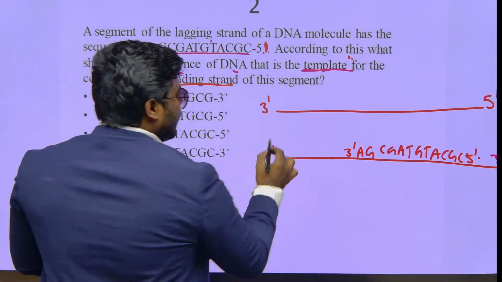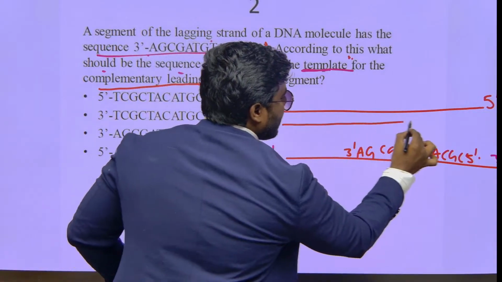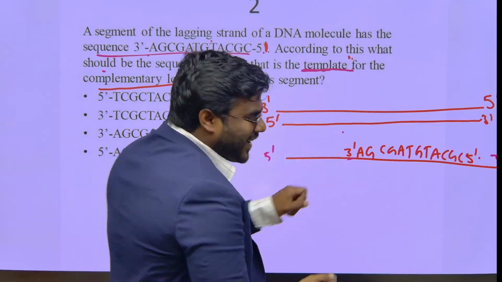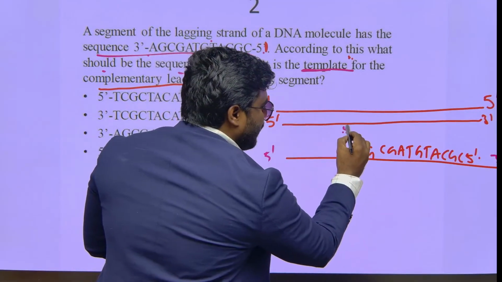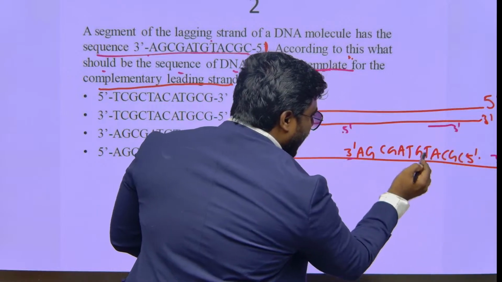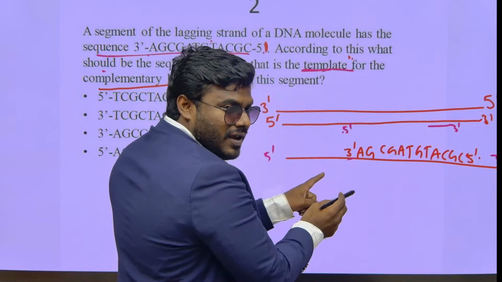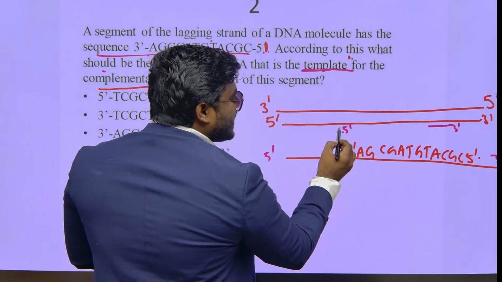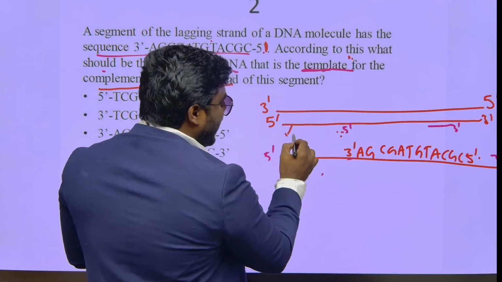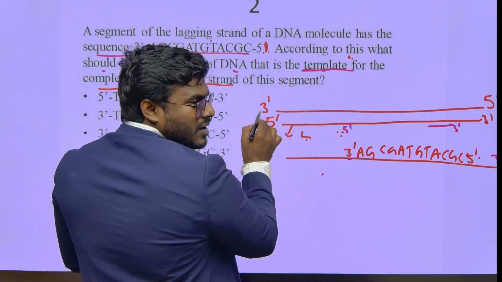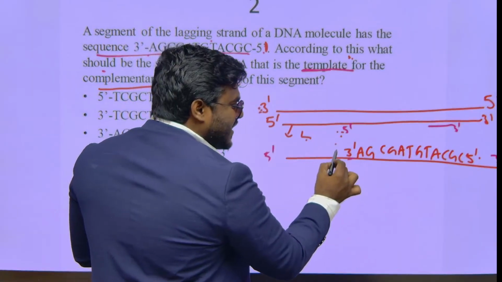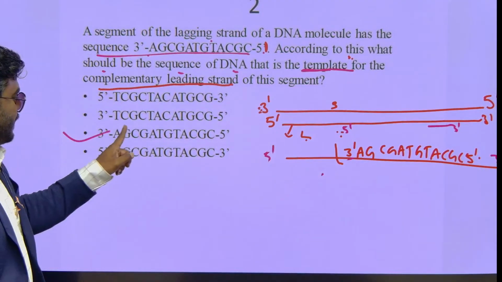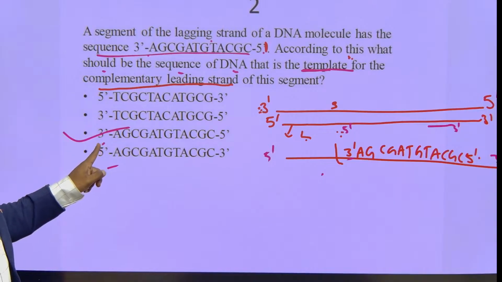So now, this leading strand is in which direction? Can I say the opposite sequence will be there? Correct or not? Can I say 5 prime to 3 prime and all are opposite? Correct? And what is the question? They are asking for the template strand of this leading strand. This is leading. What is the template for this? This one. Can I say the sequence will be the same? Correct or not? What will be the answer?